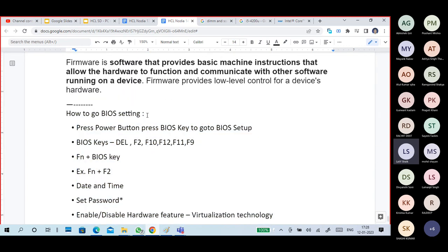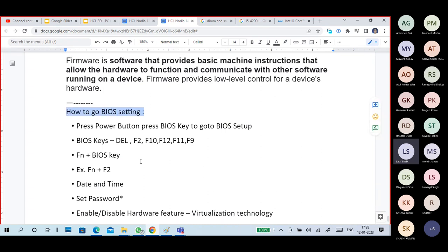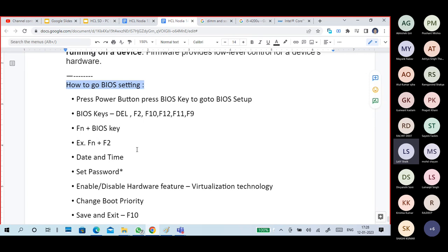You can go to the BIOS settings in different ways. I told only one way, but there are different ways. The simplest way is, when you start your PC, the screen will show what your BIOS key is. If you don't know the BIOS key, you can search on Google based on your computer's configuration or company name, and you'll find it. So find out your BIOS key and you can go to BIOS setup or BIOS settings.